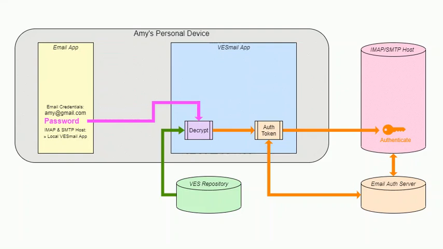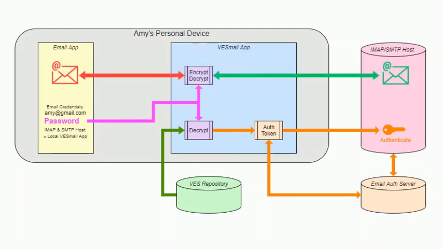to the email client. The email client then sends the email to the VESmail app, where it is encrypted by the app key and sent to the email server, usually over a TLS secure channel. The server sends the email to the designated recipients, still encrypted with VES encryption.